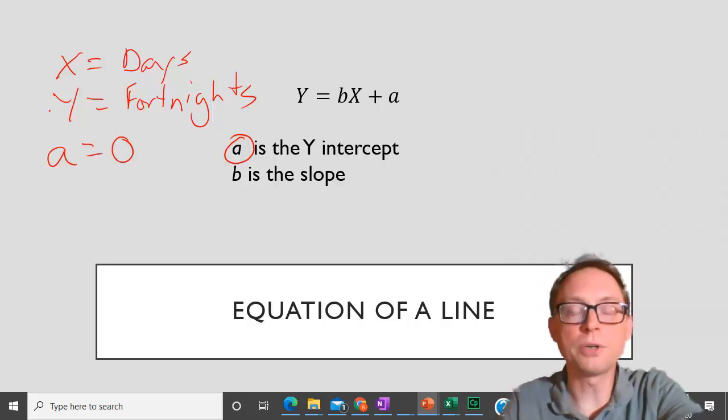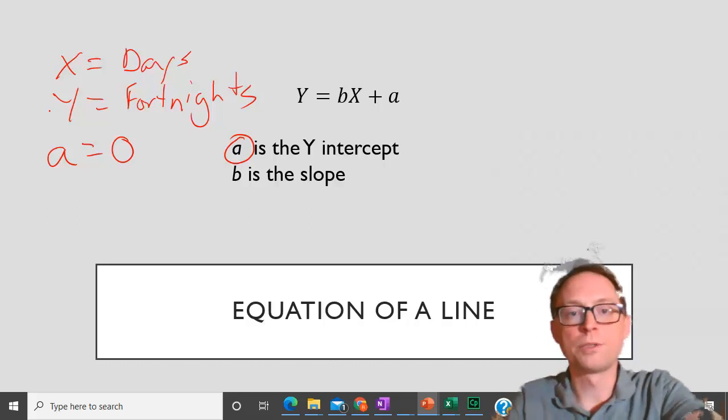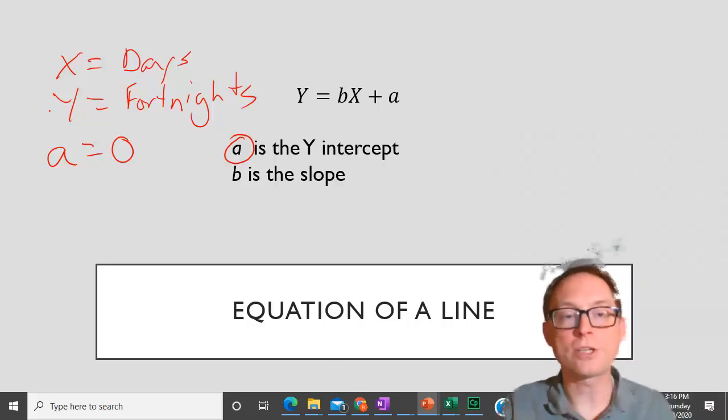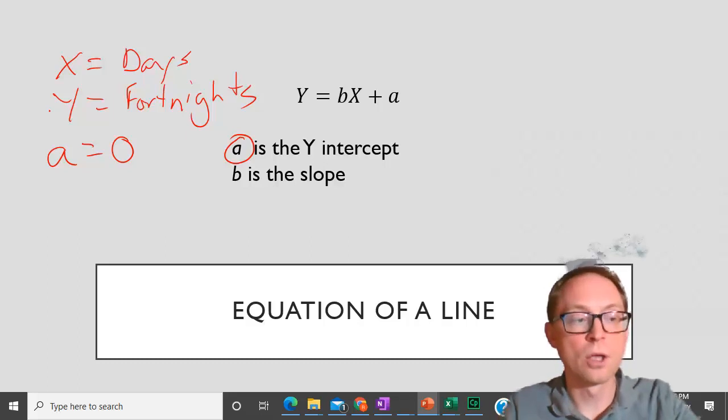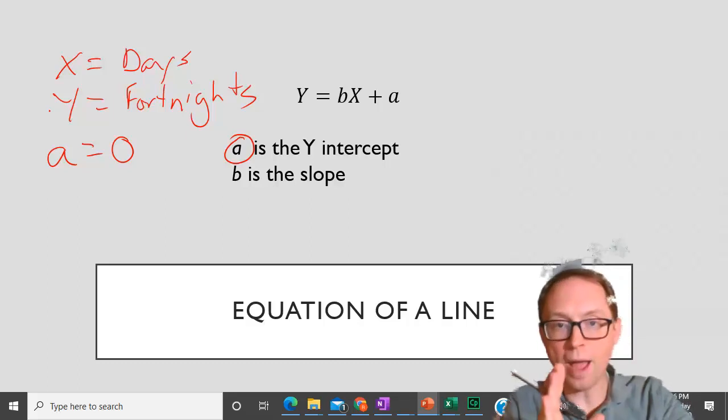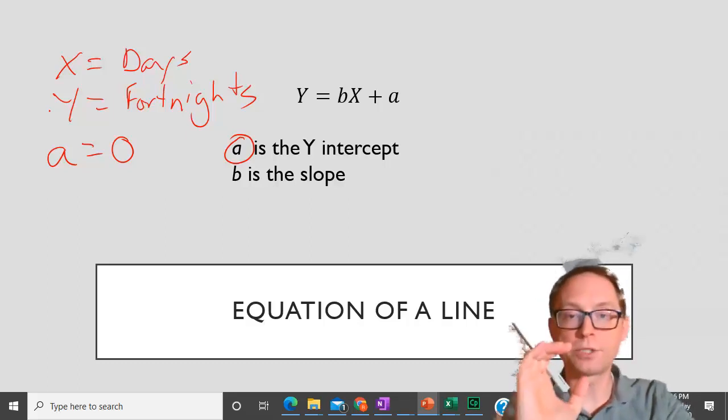If 0 days have passed, 0 fortnights have passed. That's what the y-intercept means. B is the slope. And you remember the slope is the rise over the run, right? So it's actually the number of fortnights divided by days. So in this particular case, the actual slope is for every day you pass, how many fortnights do you get?